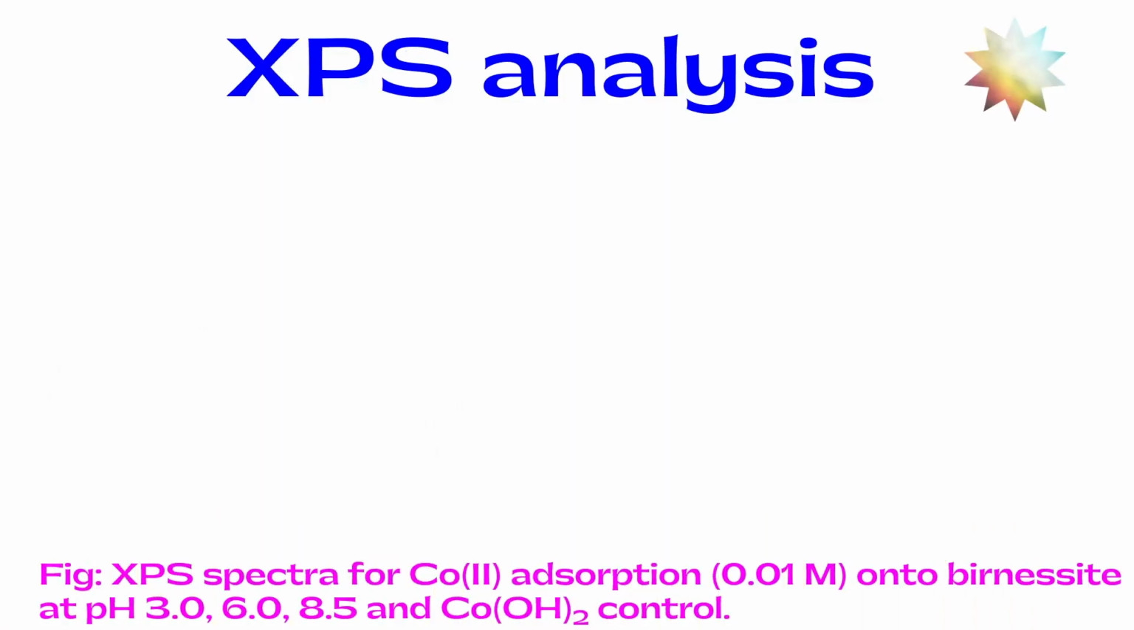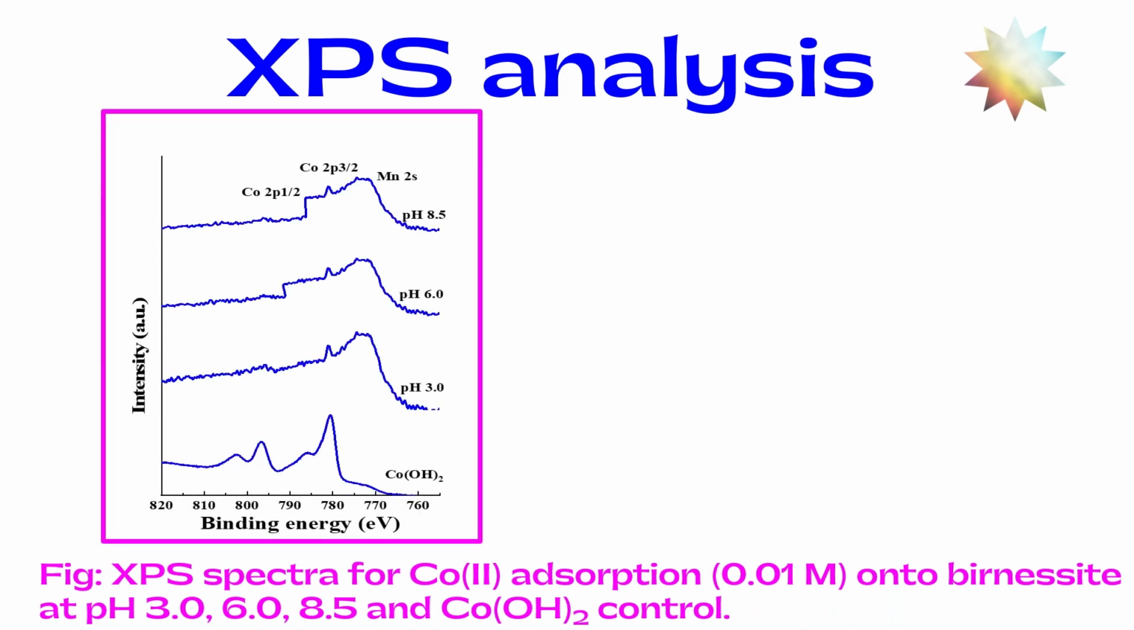Then comes XPS analysis. So here a typical example of XPS spectra for cobalt adsorption onto birnessite at pH 3, 6, 8.5 and control cobalt hydroxide is reported. If we clearly see the spectra, we see that after cobalt adsorption, the spectra has been shifted at different pH values, which indicates that there might be the formation of inner sphere complexation.